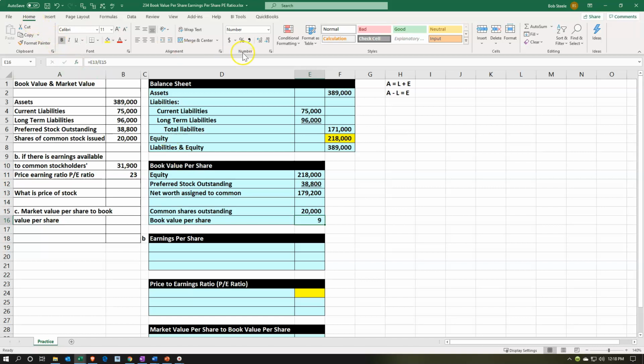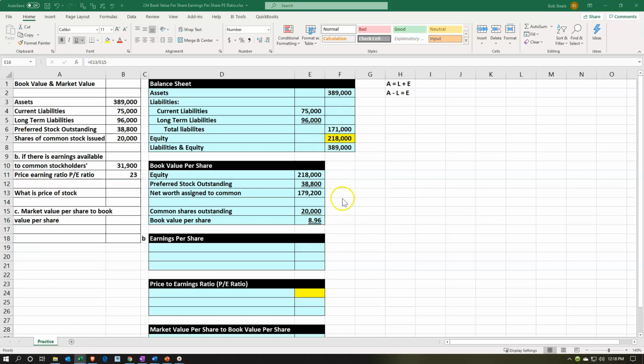Home tab, numbers group, increasing. Now, again, notice it might not be perfect all the time. It looks like it divides out into dollars and cents well here. So that is nice. I'm going to put an underline here. Home tab, font group, underline. Let's put a double underline here. Home tab, font group, drop down, double underline there.